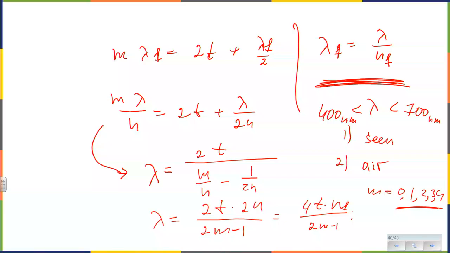M equals 0 gives a negative wavelength, out. M equals 1 gives too short, ultraviolet, out. Usually it's M equals 2 or 3 which will give you the wavelength which fits the limits of the visible spectrum.